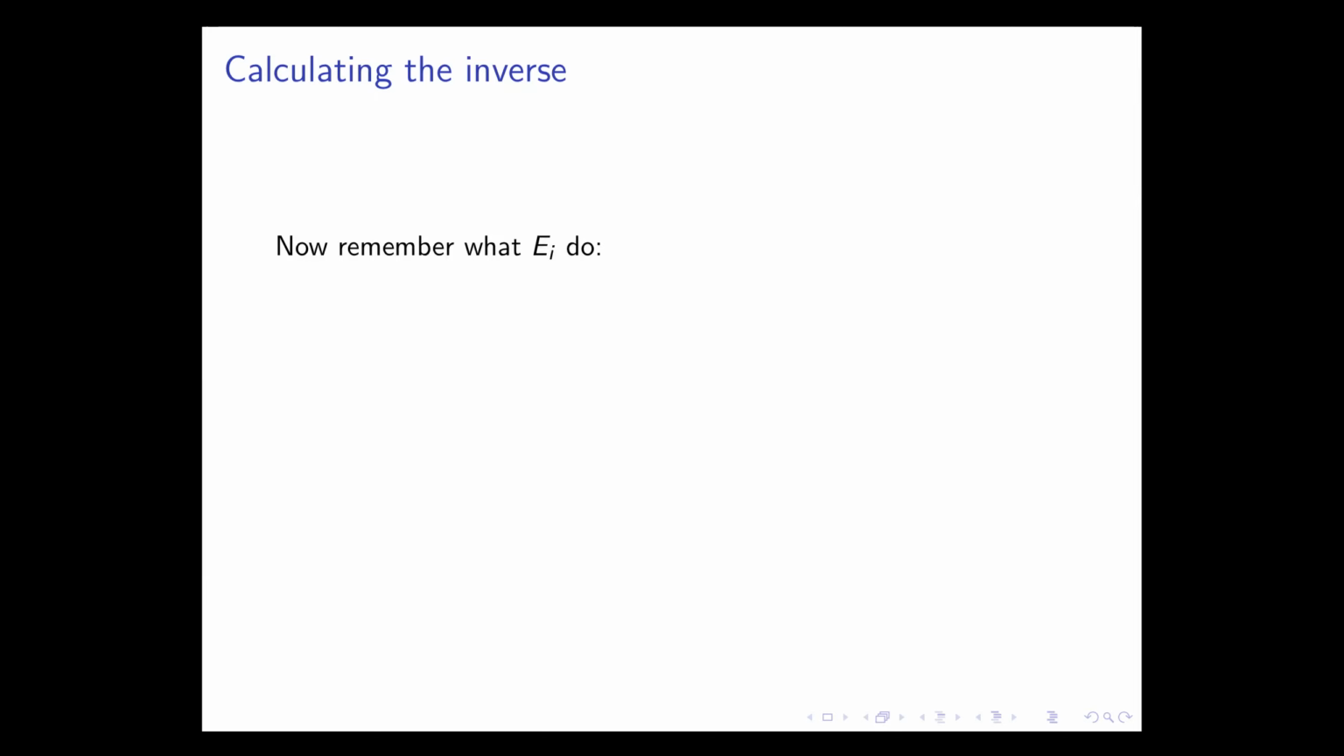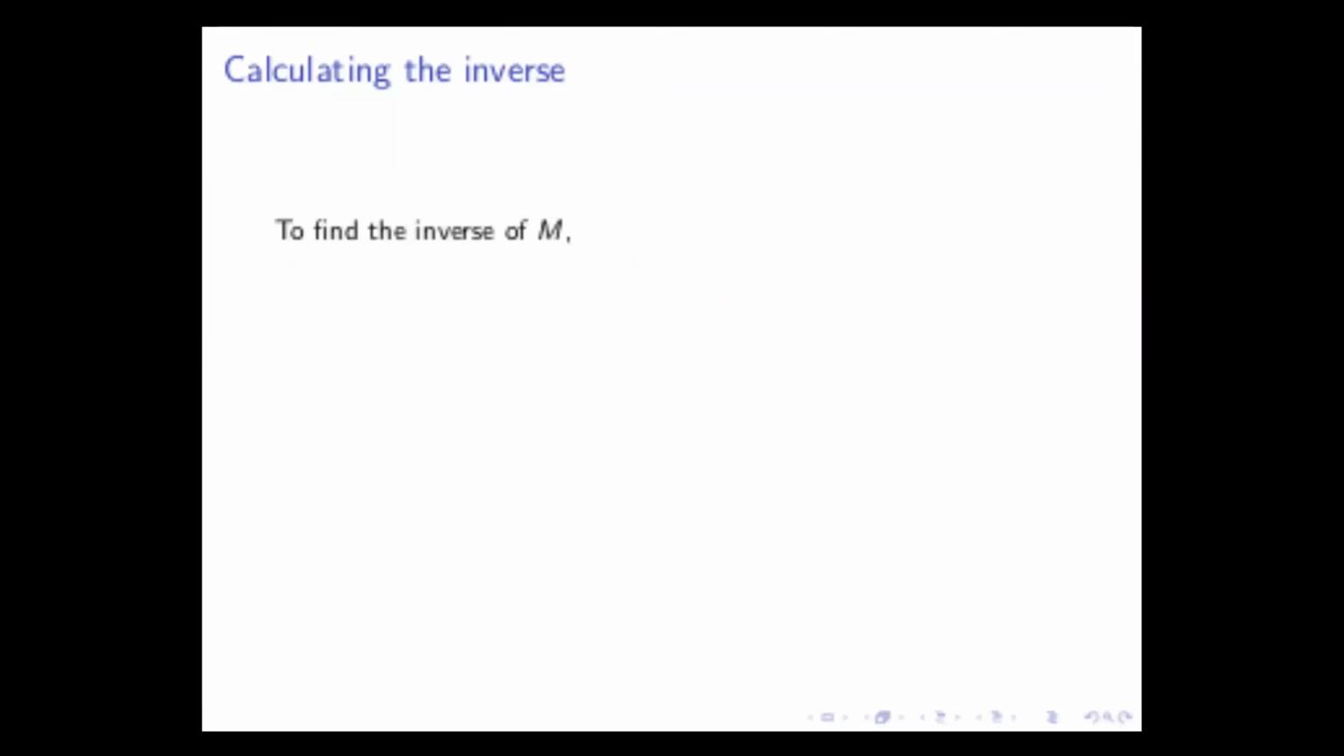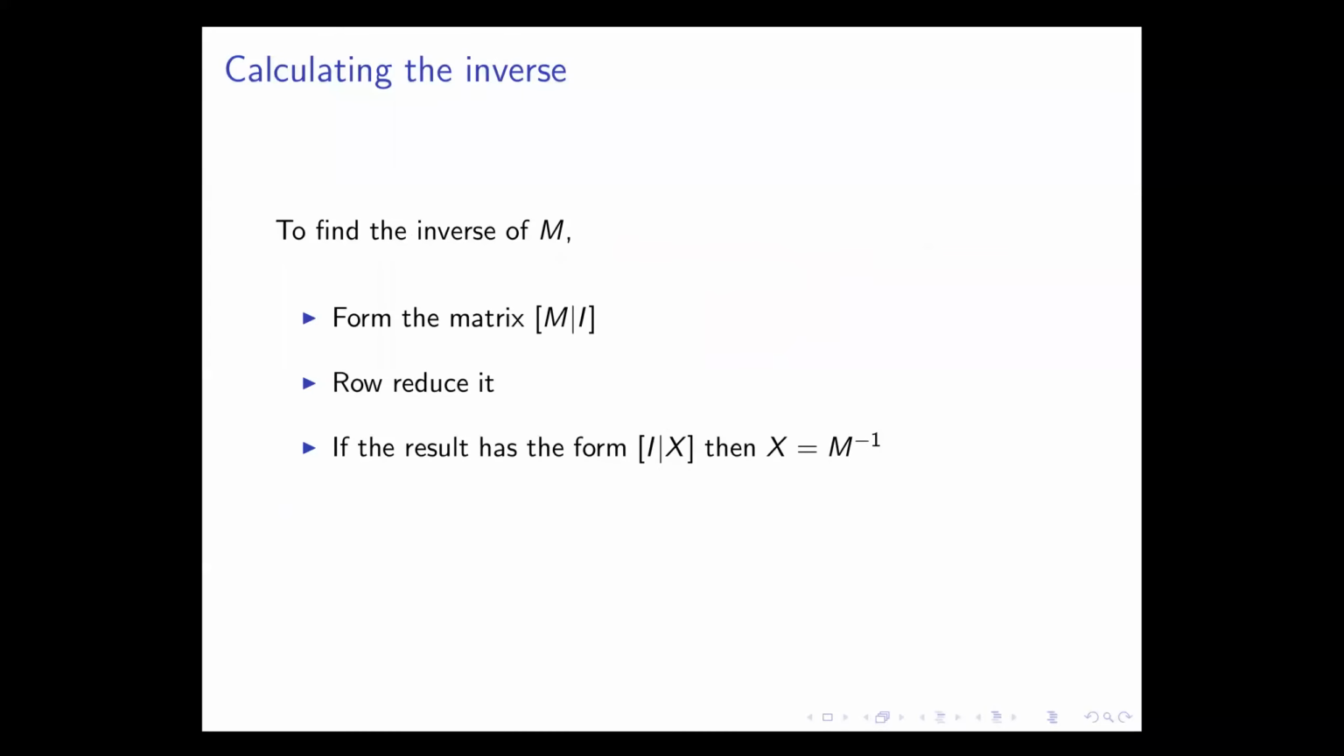So what do those matrices Ei do? They represent row operations, right? This is our goal. So in other words, we can obtain one matrix from the other by row reduction. To find the inverse, we first write it like this, row reduce it, and then we identify the inverse matrix in the second half. And if it's impossible, if somehow it doesn't work, then M is not invertible, so it doesn't have enough pivots.